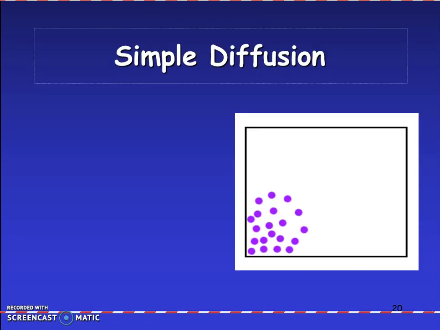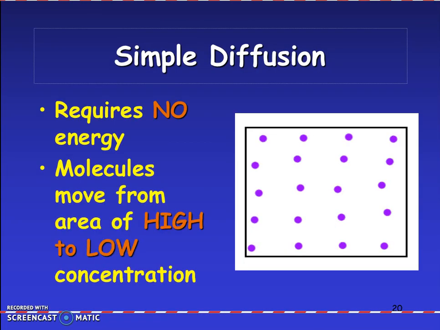So let's get started. The first type of passive transport is simple diffusion. Simple diffusion does not require any energy, and the molecules move from an area of high concentration to low concentration. For example, if you spray a perfume in one corner of a classroom, you will smell it at the other corner. How does that happen? Because the molecules of the perfume travel from one corner of the classroom to the other through simple diffusion.